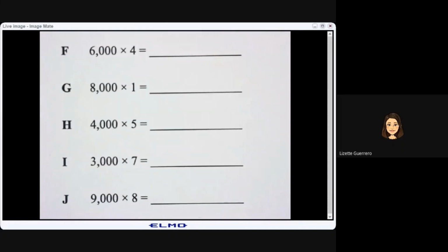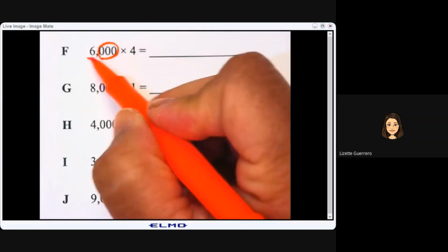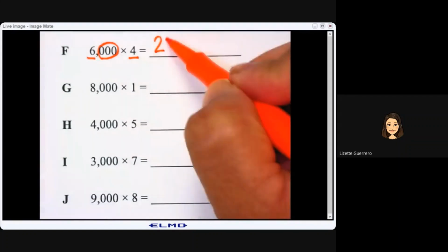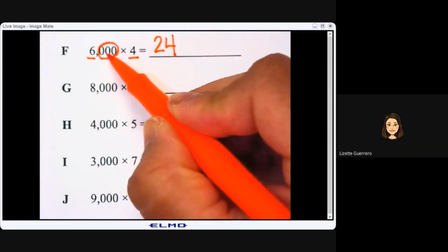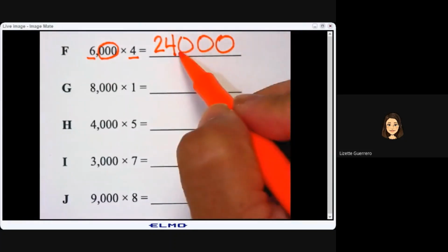Letter F, circle your trailing zeros. Multiply your facts. 6 times 4, 6, 12, 18, 24. Attach your trailing zeros, which are 3. Your answer is 24,000.